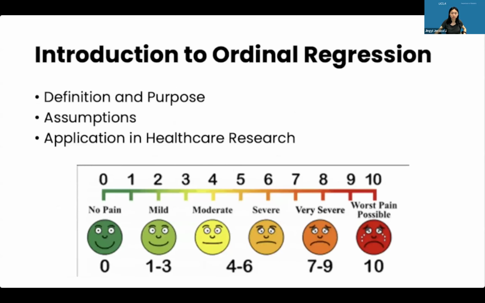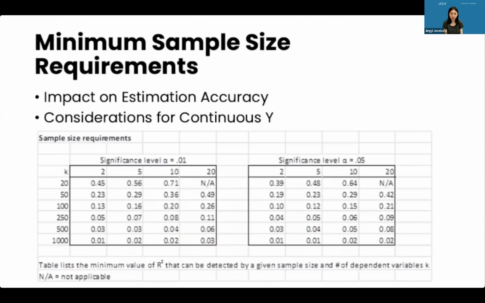The accuracy of estimates in ordinal regression models is influenced by the sample size, especially when estimating probabilities or quantiles. Understanding the minimum sample size requirements is therefore crucial for reliable results. This method is commonly used in healthcare research, where 0 is no pain and 10 is worst pain. The minimum sample size is important for getting reliable results.